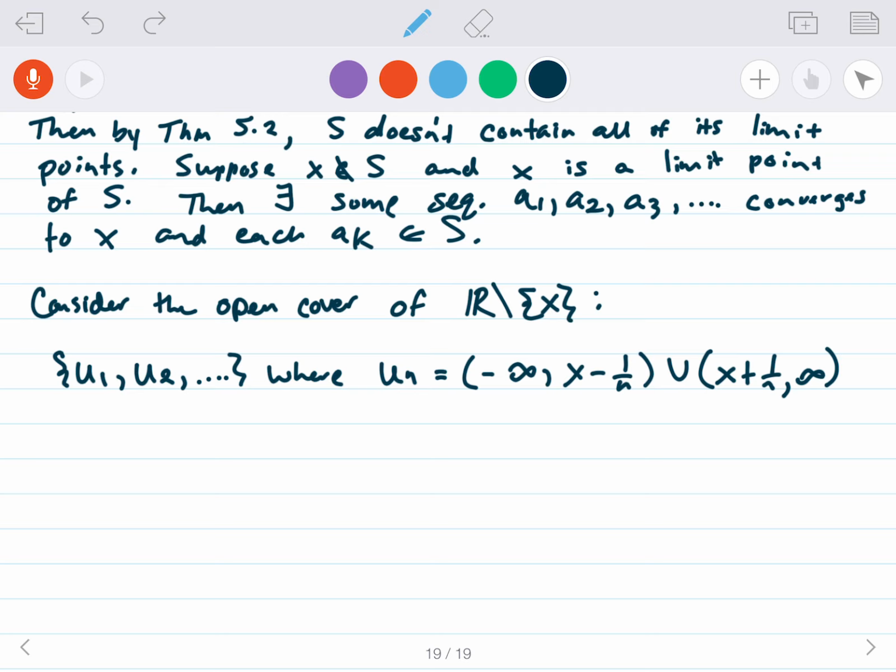It's never going to cover x, because we can make n as large as we want, and this interval is going to converge to negative infinity to x, because 1 over n goes to 0. And likewise over here, this converges to x to infinity. But notice that we're not including x because of these endpoints. So this completely covers the real numbers without x.